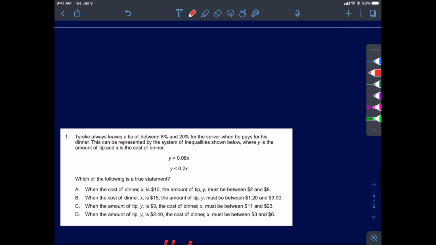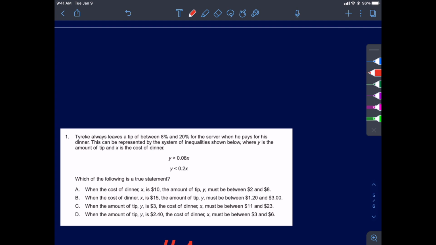Tyreek always leaves a tip between 8% and 20% for the server when he pays for his dinner. This can be represented by the system of inequalities shown below, where y is the amount of tip and x is the cost of dinner. So we see those two inequalities. Which of the following statements is true? A: If the dinner costs $10, x, the amount of the tip should be between 2 and 8. So we've got to kind of plug that in.